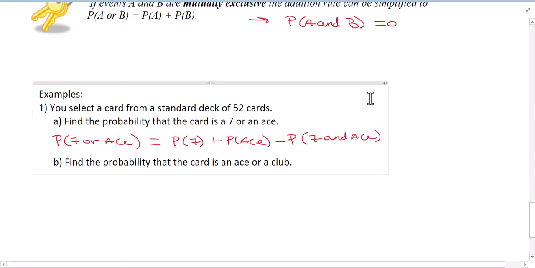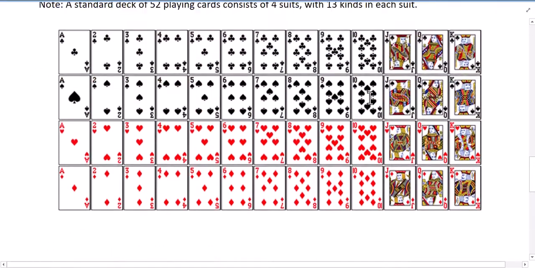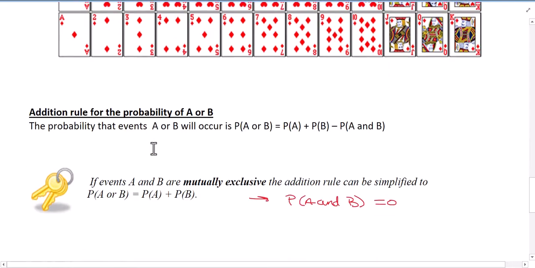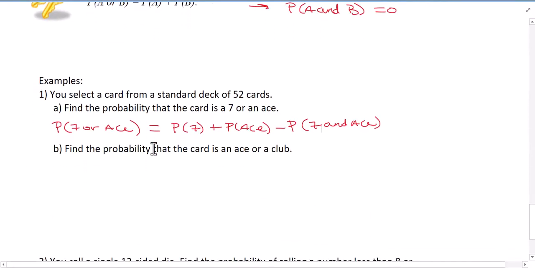Looking back at our standard deck of 52 cards, there are 4 aces and 4 sevens, and if you pick one card from the deck, it cannot be both an ace and a 7, right? So we will say these events are mutually exclusive. Therefore, the and probability is 0. So this is just the probability of 7 plus the probability of ace.